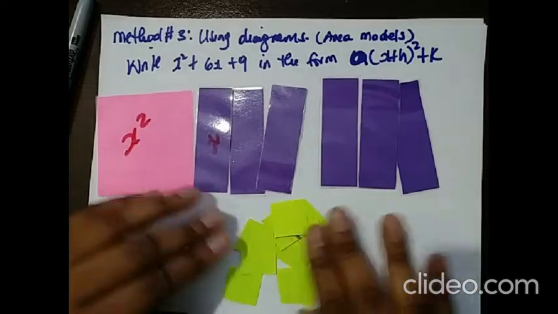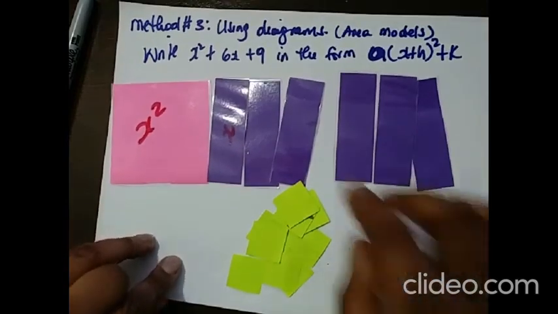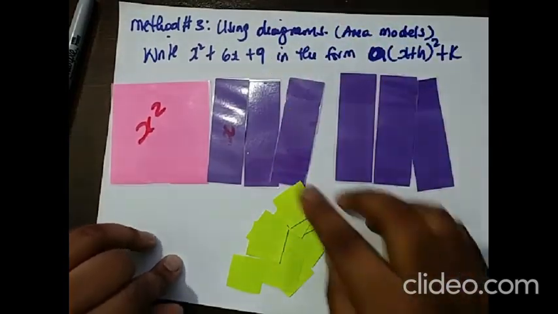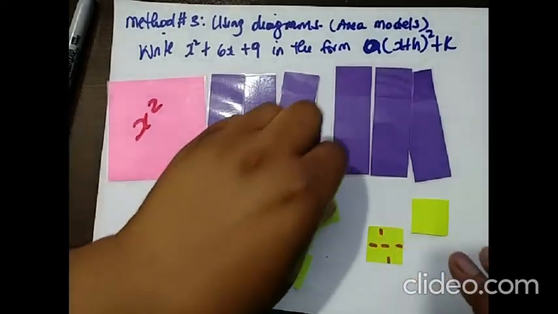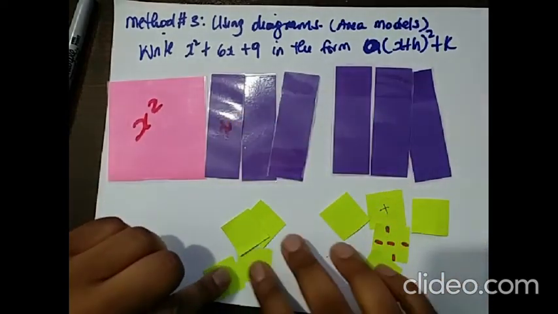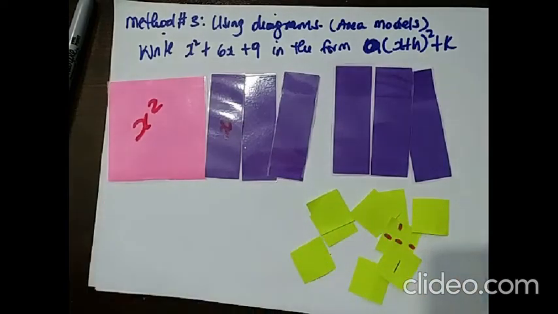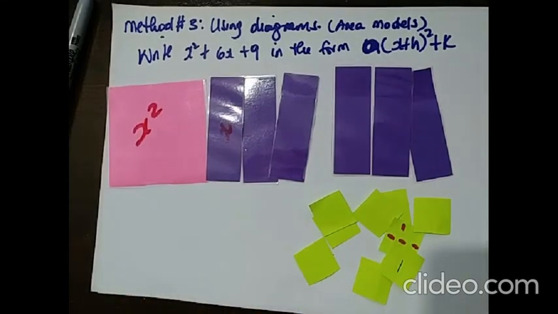Finally, we have our unit tiles, so our square units. So we need 9 square units. So we have 1, 2, 3, 4, 5, 6, 7, 8, 9. So we have all pieces represented using our algebra tiles. Now, what we need to do is to complete the square, or try to create a square using our algebra tiles.